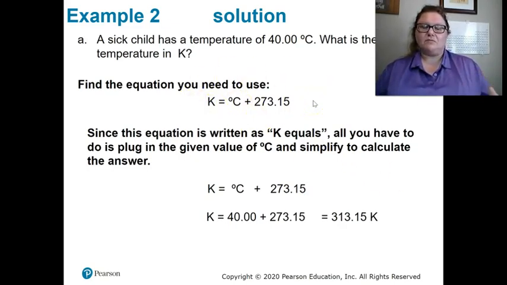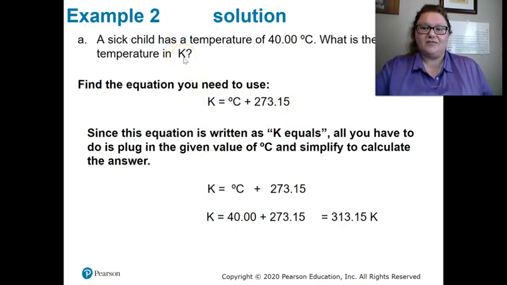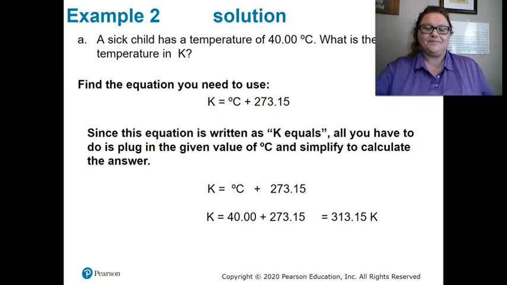So we're going from Celsius into Kelvin. It makes sense to choose the formula from the previous slide that has both of those units in it. And so that would be this formula here. Next, we want to make sure that we're solving for K. This question's asking for K. Well, this equation's already set up as K equals and everything on the other side, so we're already there.